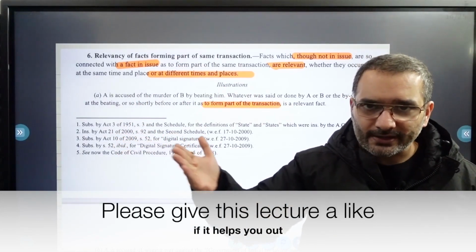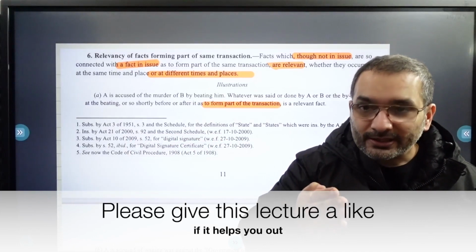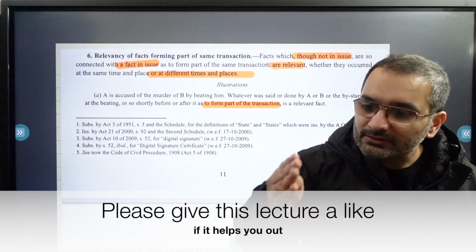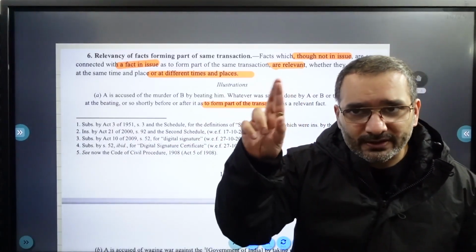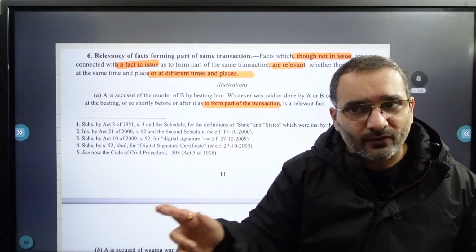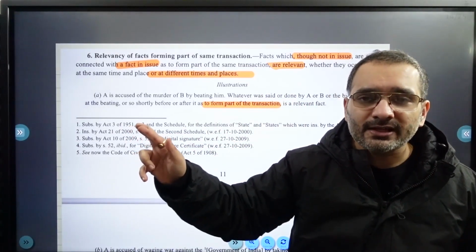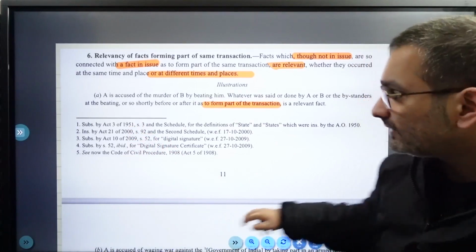Then we are going to tell the court that this was through, or rather this involved, or this is involved in the same transaction. Therefore these utterances or these things become relevant. All right, so they become relevant.